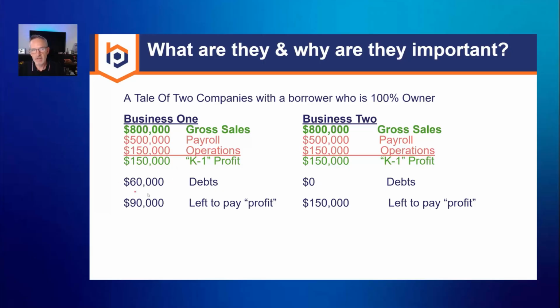So if I've got 60 grand in debts because I had a bad year last year, or I took a loan out to pay for some expenses or equipment, or just to bolster my reserves, I've only got $90,000 to pay my, quote unquote, profit. In this business, again, this would be the person or the business that really has no debts.